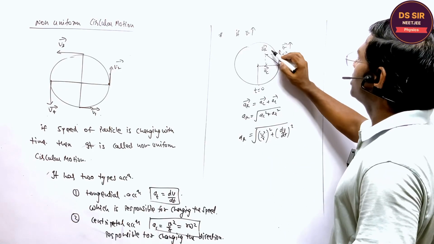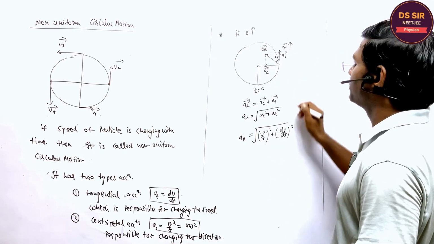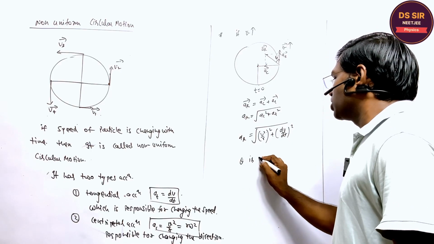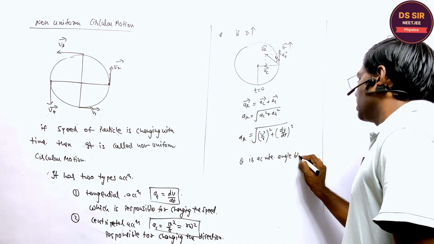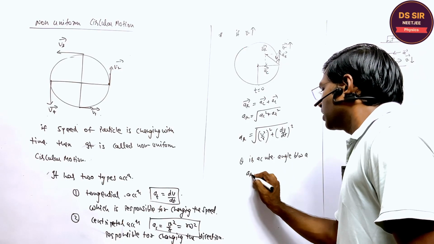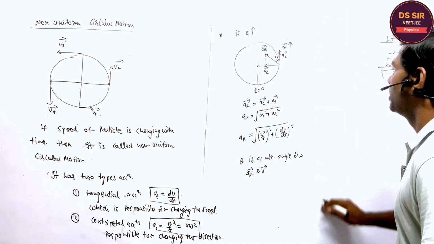In this case, between the resultant acceleration and the velocity, this is the angle theta. The theta is an acute angle. This is asked many times, the angle between the resultant vector and the velocity vector. Is it clear or not? That is the thing.